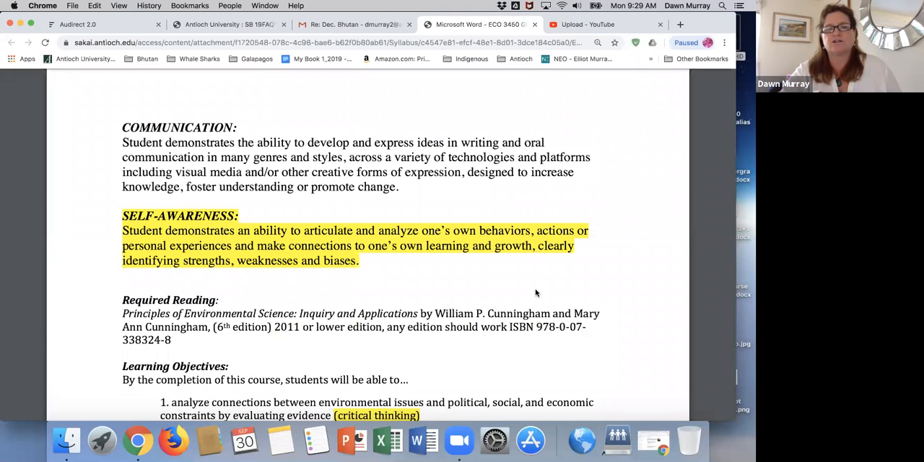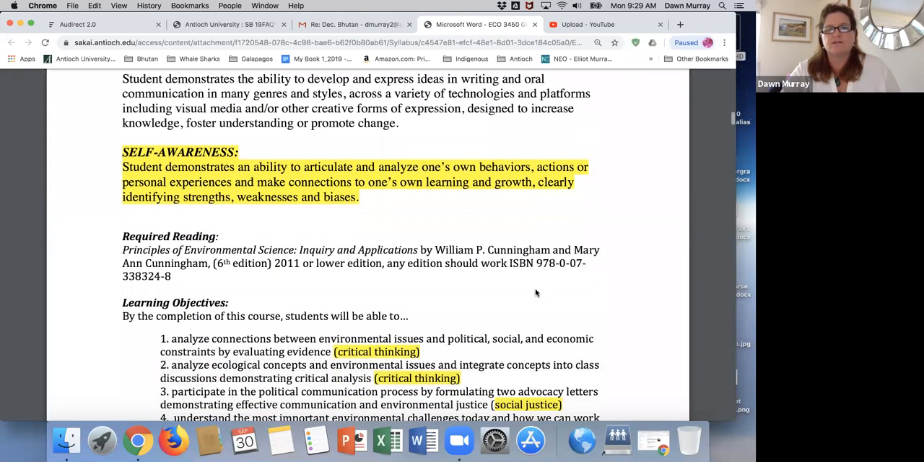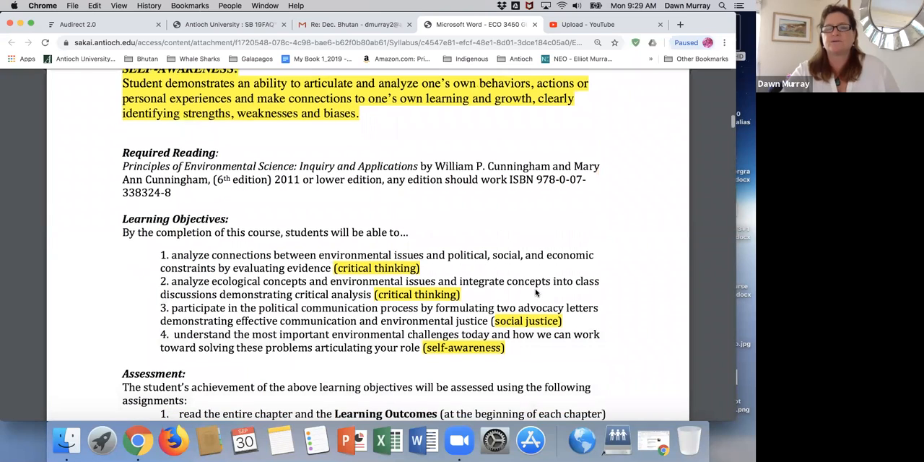You're going to grow, you're going to learn, and I want you to see maybe what you could do a little bit differently. The required reading is The Principles of Environmental Science by Cunningham and Cunningham. There are multiple editions, so as long as you focus on the chapter that covers the topic we're going over that week, you will be fine with really any edition. There's also an edition in the library.